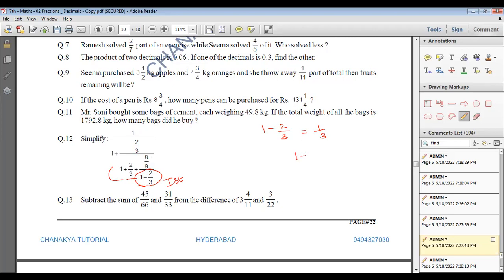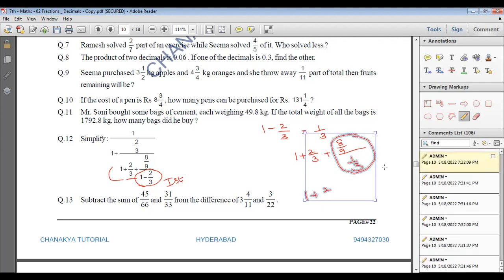So here 1 plus 2 by 3 plus, how should I write this, plus 8 by 9 divided by 1 by 3. This is the division. Once again, division of fractions, you know very well. Ma'am, that's wrong, ma'am, 1 by 2 by 3, that line is a division symbol. No division, all are addition only. 1 plus 2 by 3. That's what I'm telling you.